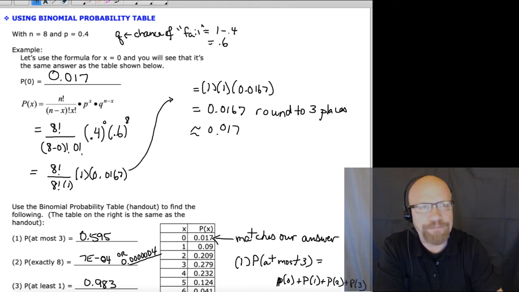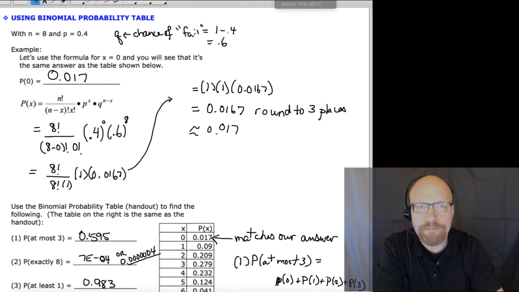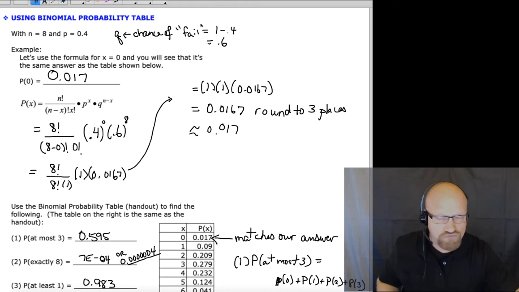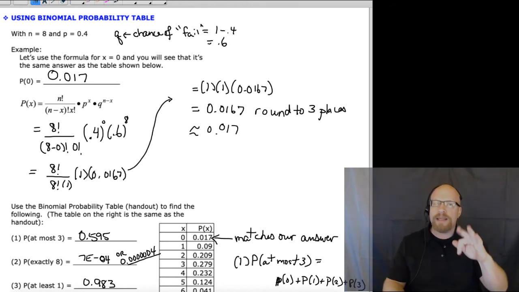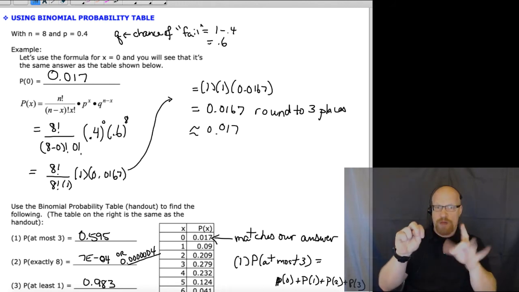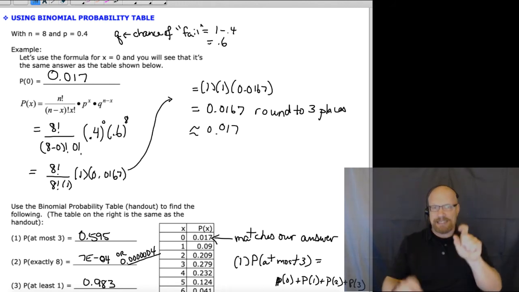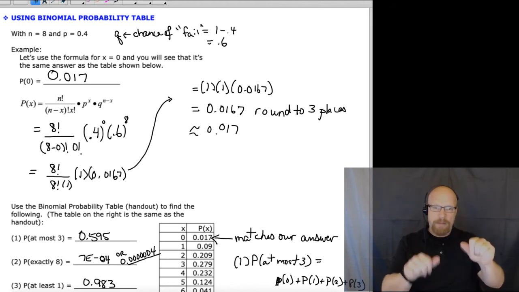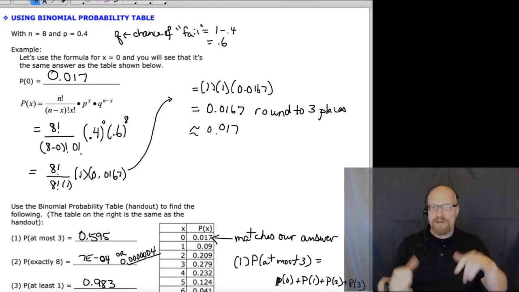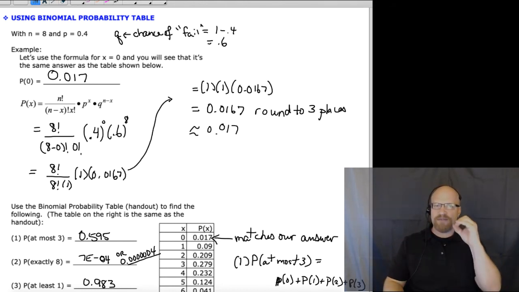Good. Almost finished. Now, probability of 0. If we have n equal 8, success is 0.4, and q, the fail probability, is 0.6. So now we find what's the probability of getting 0 successes.